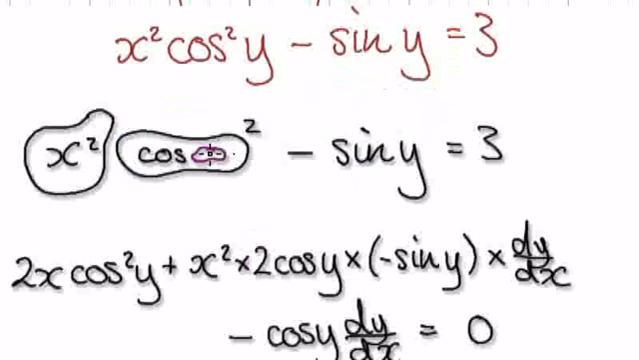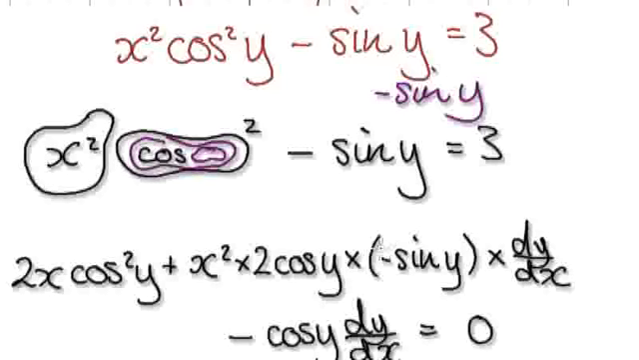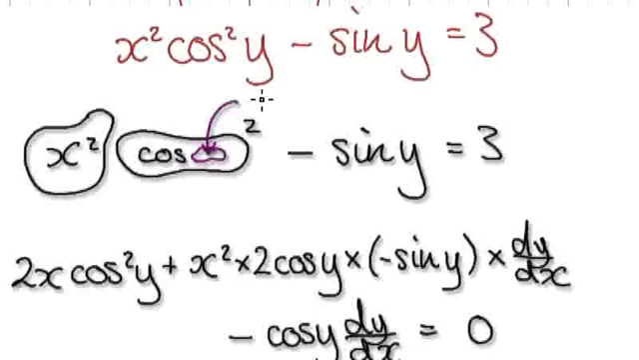Okay, and then you've got to differentiate this bit here. When you differentiate that, that will give you minus sine y. So that's minus sine y here. And now you've got to differentiate the bubble itself in here, which is just y. Luckily, it's just y, so it's just dy by dx.